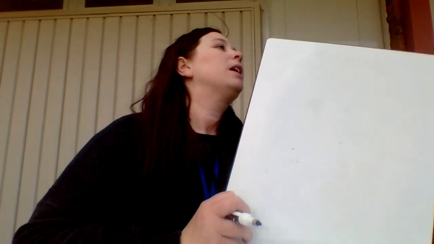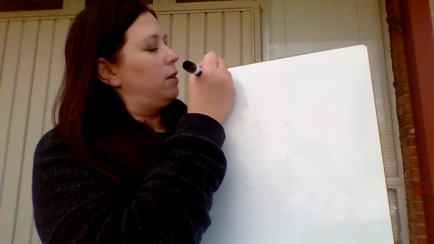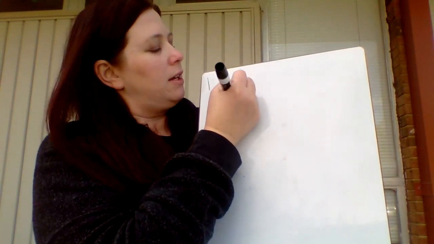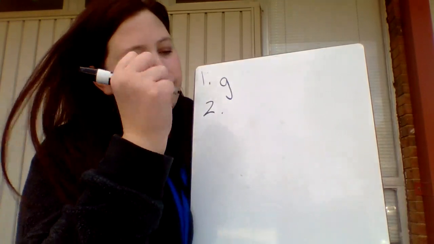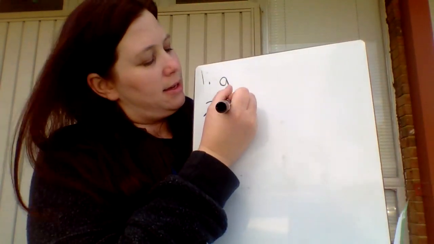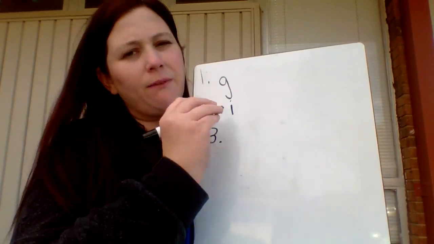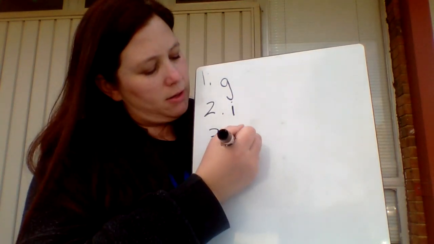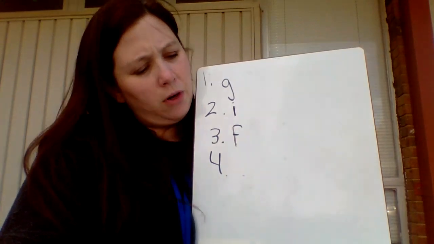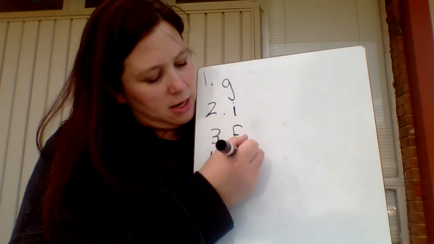I'm going to give you some letter sounds, and you're going to give me the letter that goes with them. First we have G. G. And that is G. Next we have I. I. And that is I. Third, we have F. F. And that is F. Number 4 is D. D. And that is D.